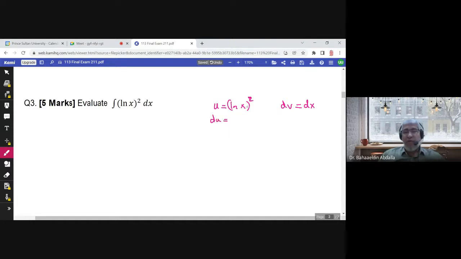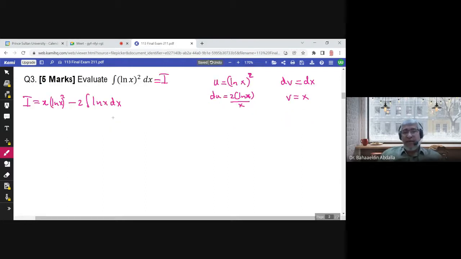Now, du would be the derivative of this, which is 2 times ln x times the derivative of ln x, which is 1 over x. And v is the integral of dv, integral of dx. And now, this is, let me call it I. So the integral I equals uv, so x times ln x all square minus integral of v du. When I multiply v times du, x will be cancelled with x, and I can take 2 outside, and I'll have integral ln x dx.